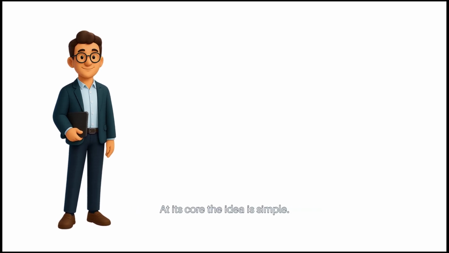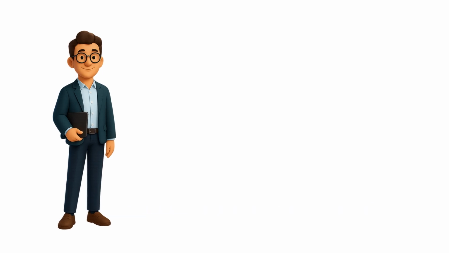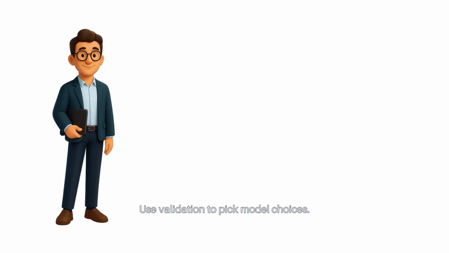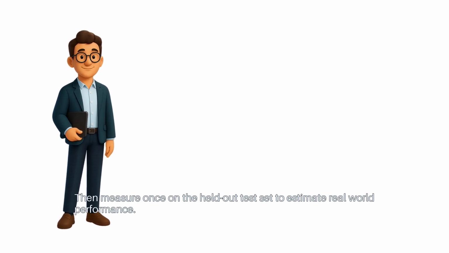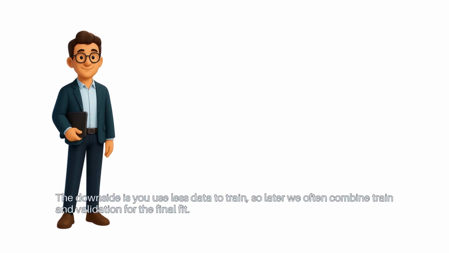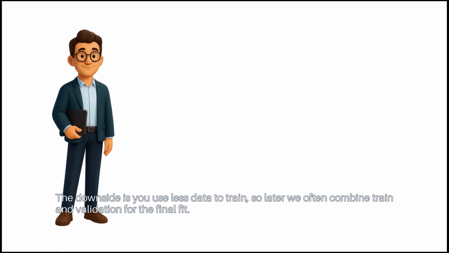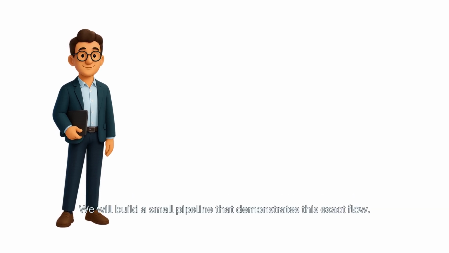At its core, the idea is simple. Hold out a chunk of data that you never touch until the very end. Use validation to pick model choices. Then measure once on the held-out test set to estimate real-world performance. The downside is you use less data to train, so later we often combine train and validation for the final fit. We will build a small pipeline that demonstrates this exact flow.